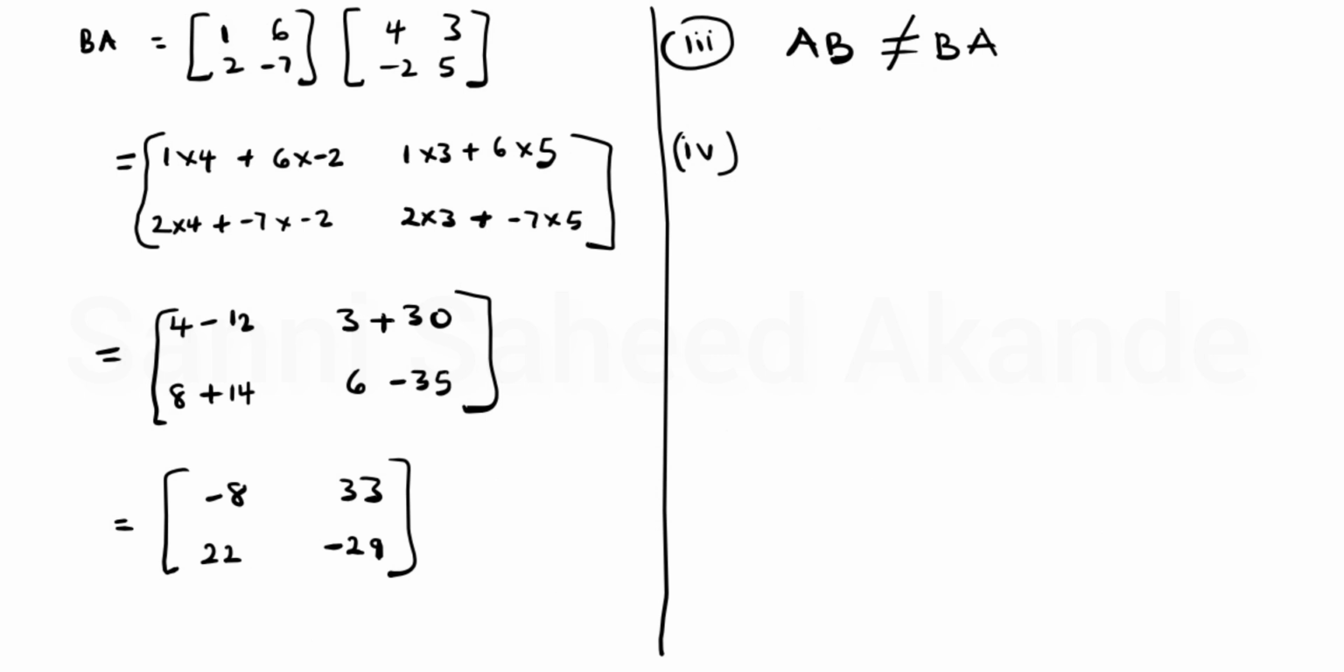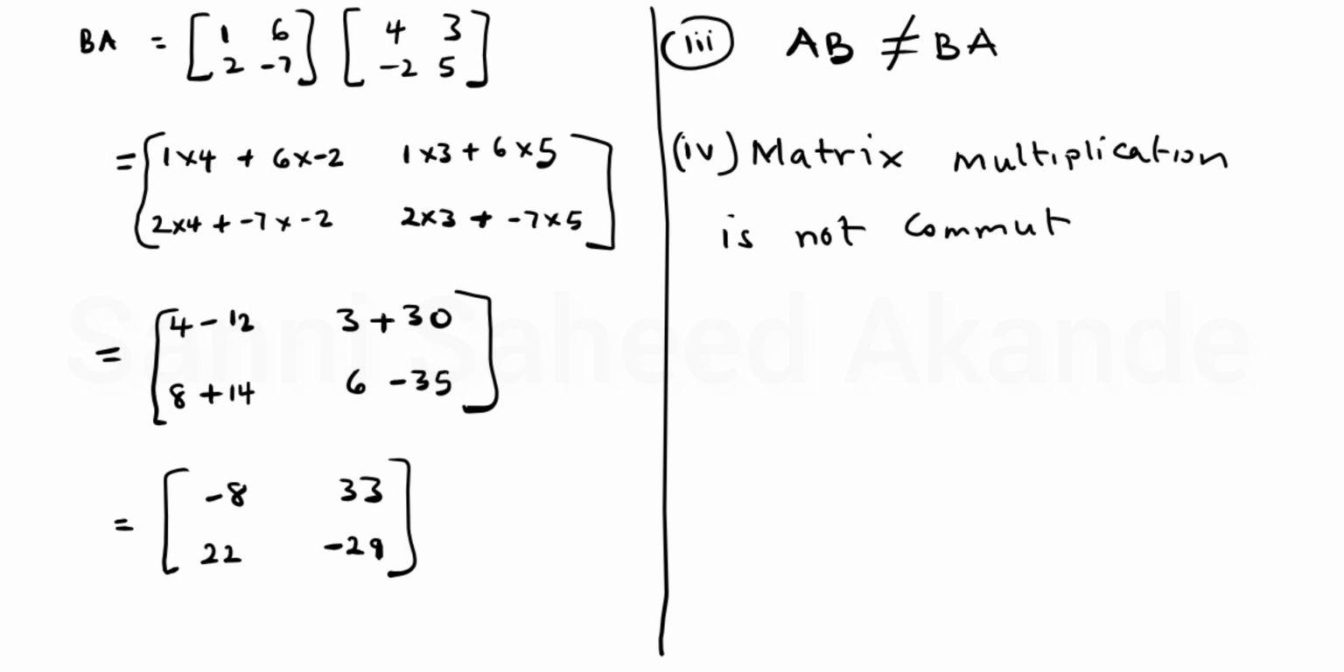So I will just conclude and say that matrix multiplication is not commutative. All right, so that is the final answer to this question.